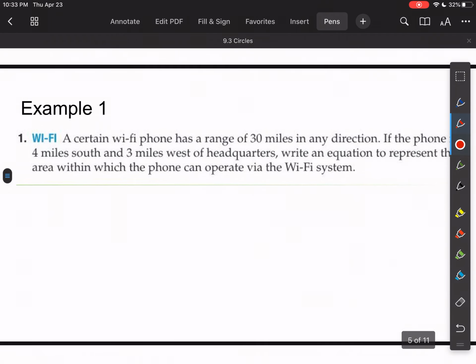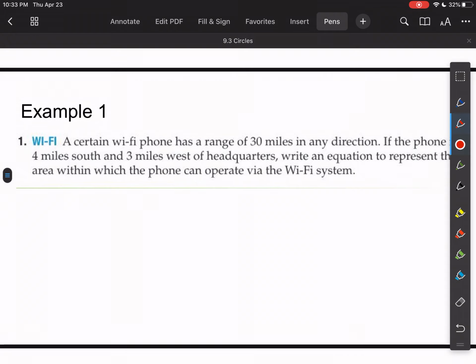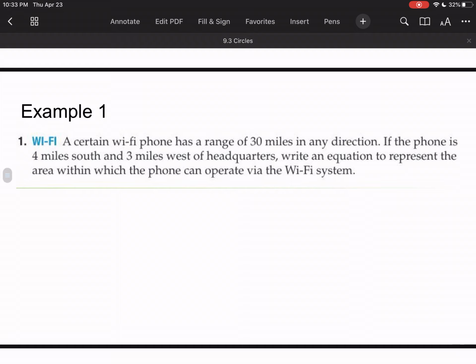So let's do a couple of these. It says a certain Wi-Fi phone has a range of 30 miles in any direction. If the phone is 4 miles south and 3 miles west of headquarters, write an equation to represent the area within which the phone can operate via the Wi-Fi system.